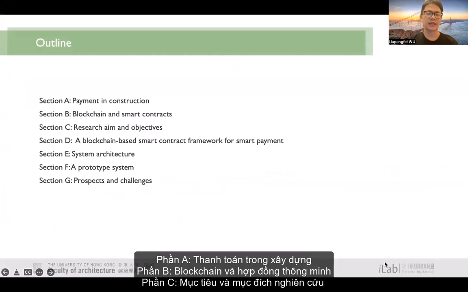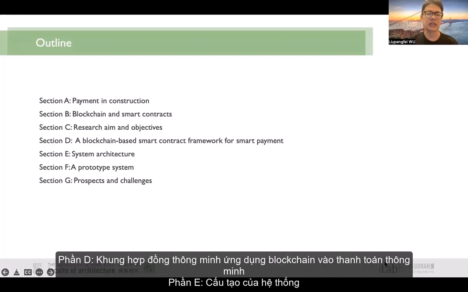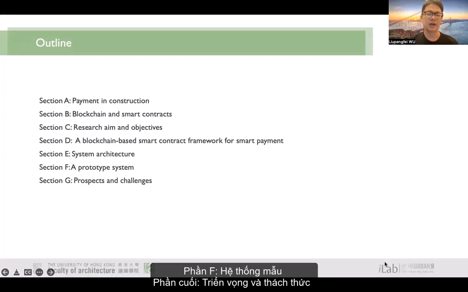Section A, payment in construction. Section B, blockchain and smart contracts. Section C, research aim and objectives. Section D, a blockchain-based smart contract framework for smart payment. Section E, system architecture. Section F, a prototype system. Last section, prospects and challenges.